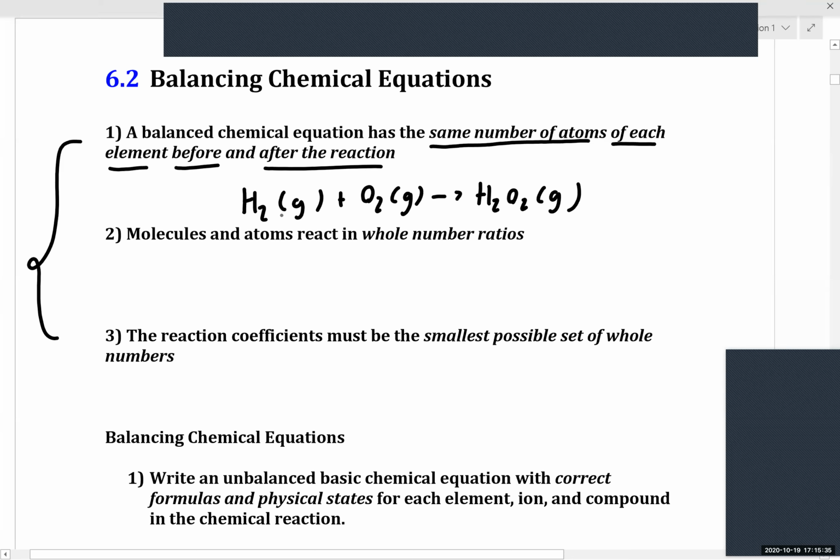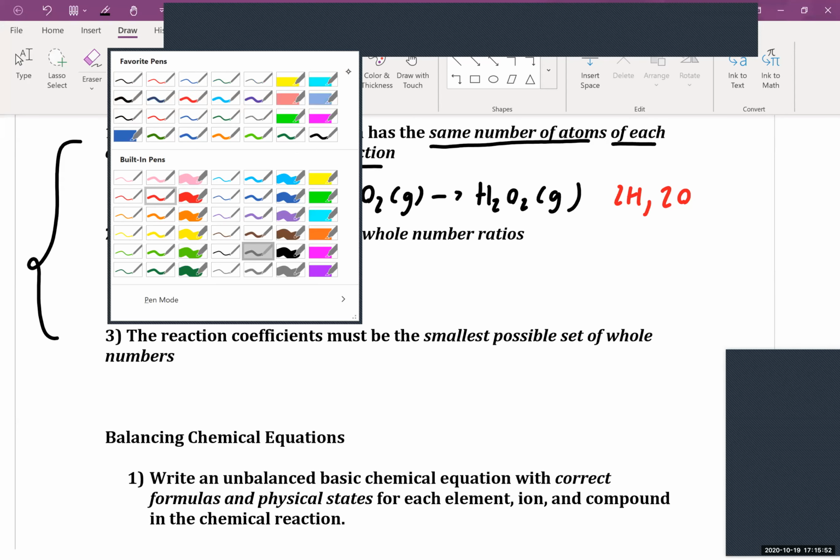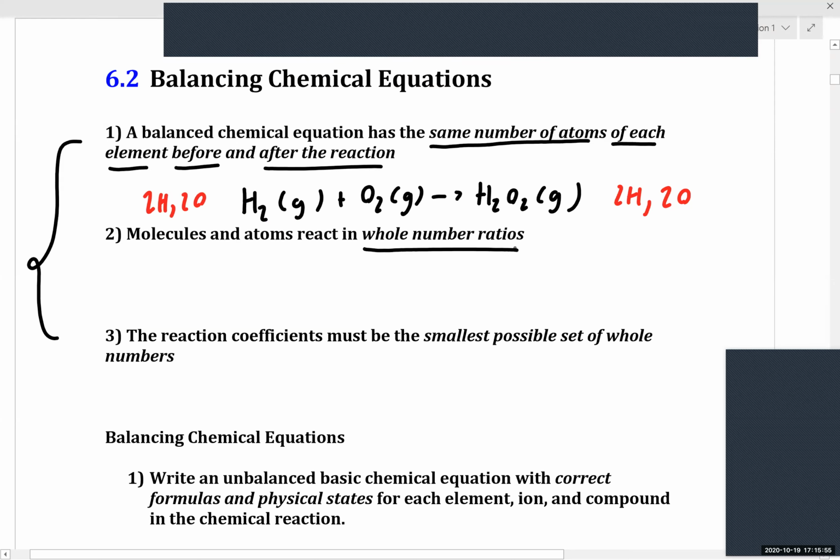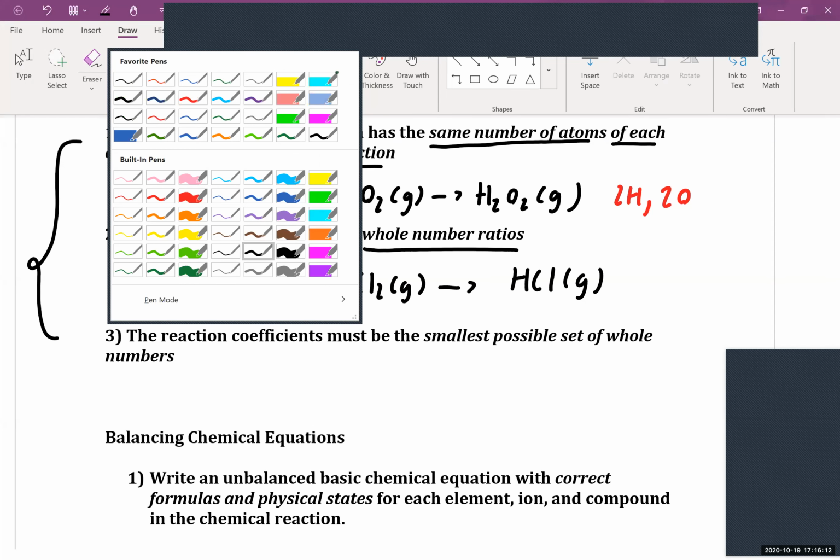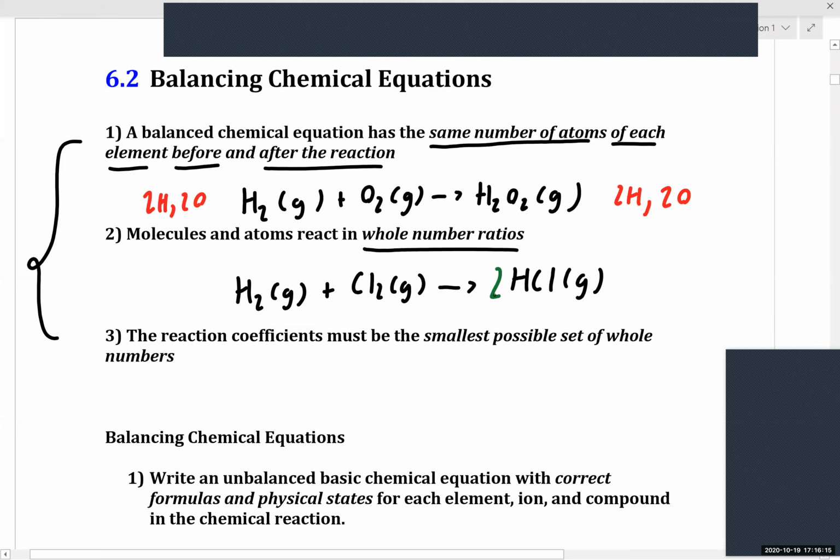As you notice, we have the same number of hydrogen and oxygen atoms on each side of our chemical equation. Atoms are conserved in a chemical reaction. Further, and this is really important, molecules and atoms react in whole number ratios. So for example, we can only put whole numbers for our reaction coefficient. So we'd have to deal with whole numbers such as 1 and 2 rather than fractions such as 1/2. Always make sure your reaction coefficients are whole numbers.